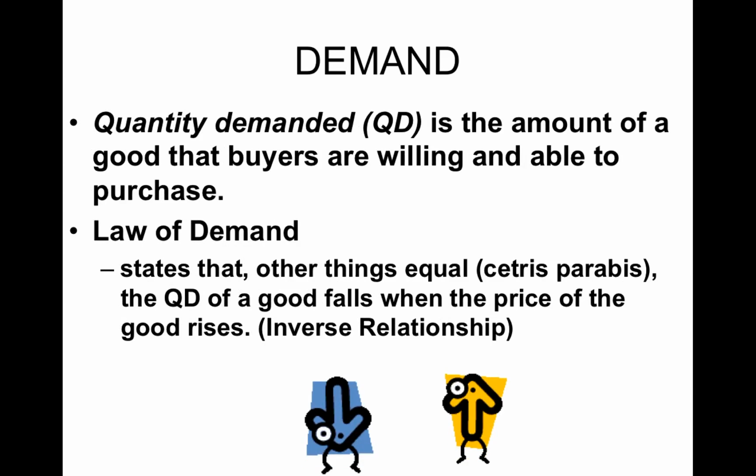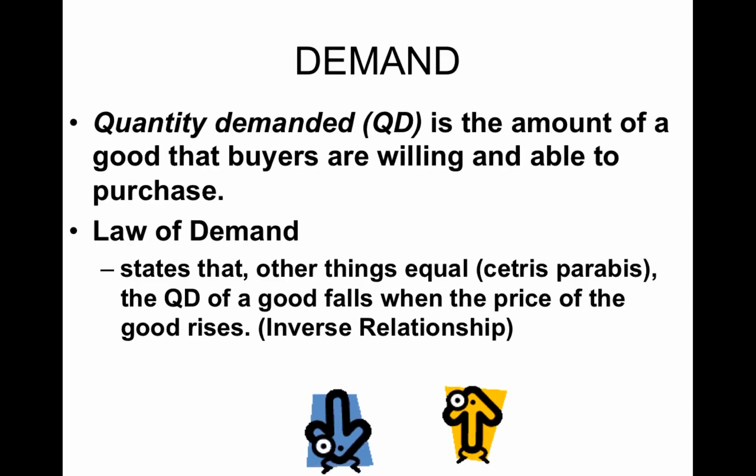The quantity demanded, which I'll just refer to as QD, is the amount of a good that buyers are willing and able to purchase. So they have to have that money available and also want to buy that product. Both those things would have to happen.